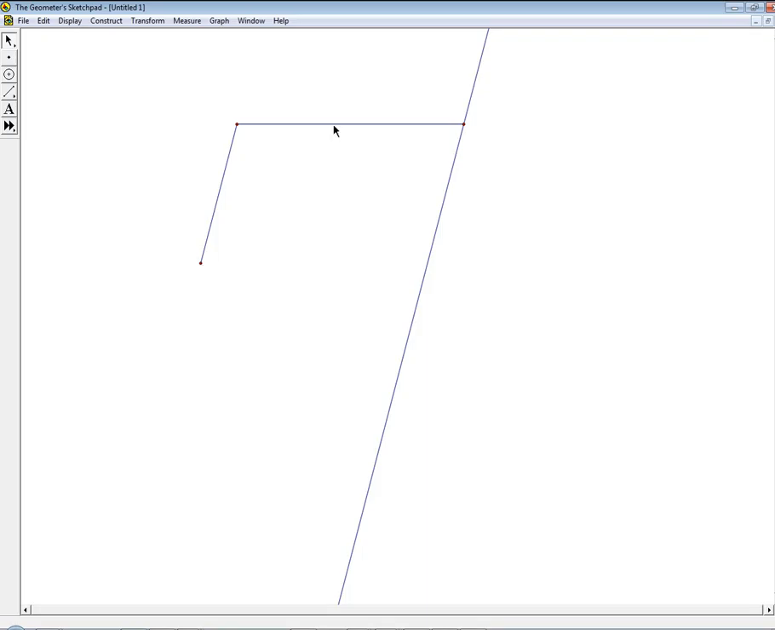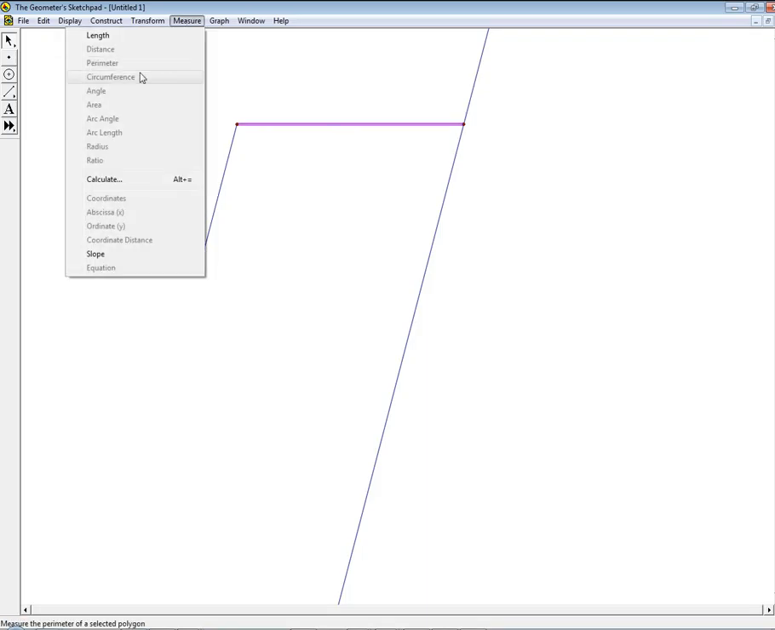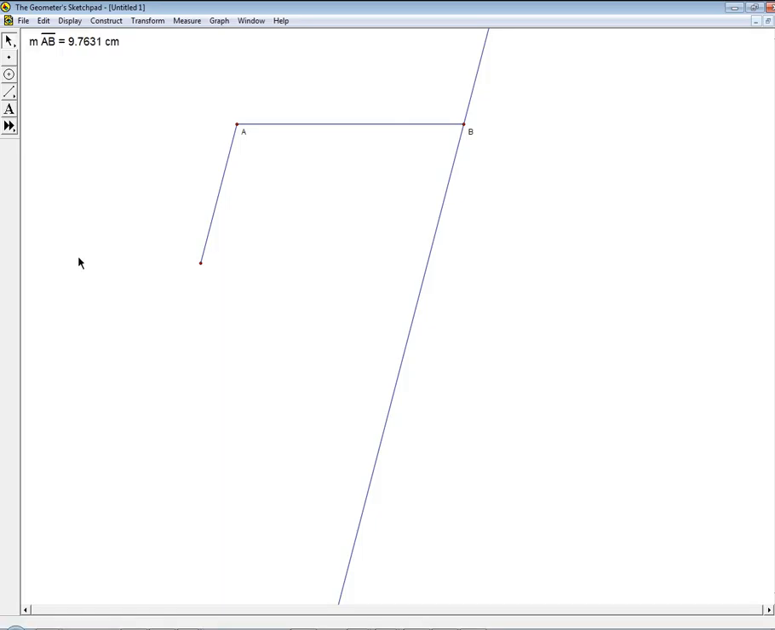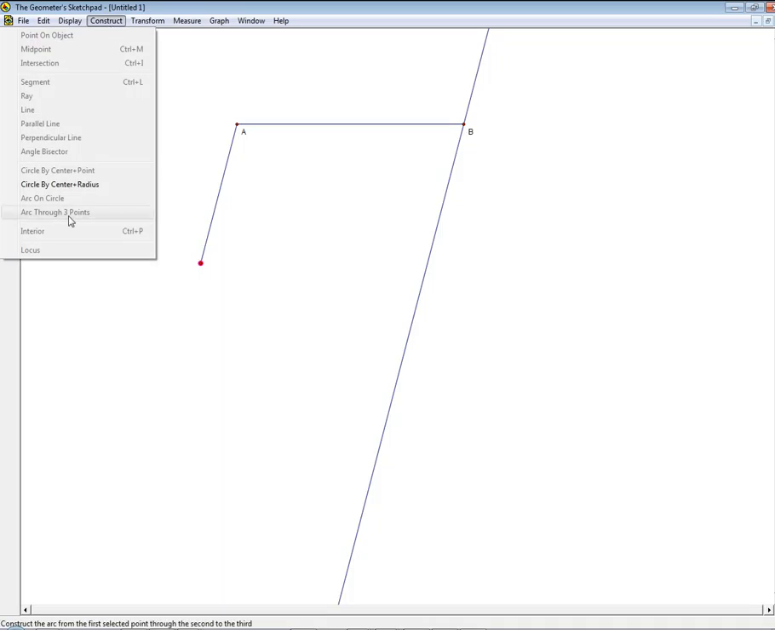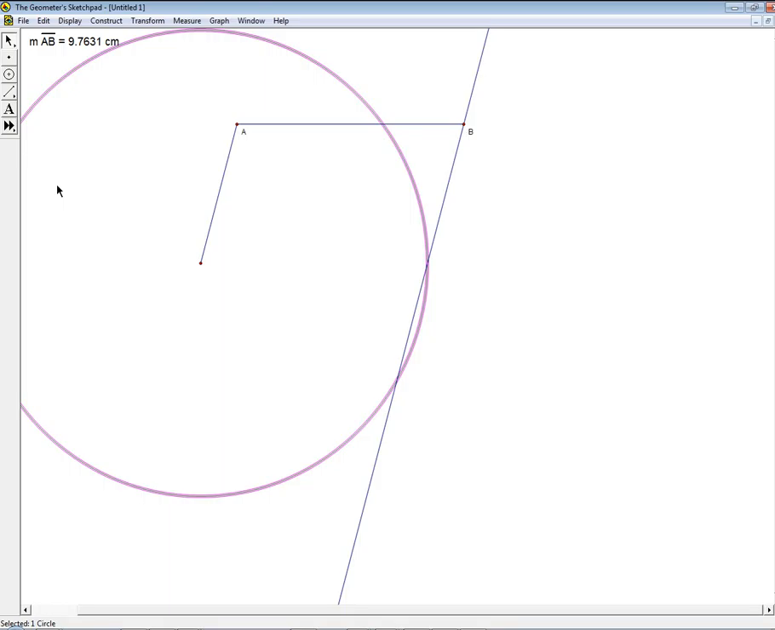So I'm going to measure this. I'm going to measure the length of that one, and I'm now going to highlight that and hit that point, and I'm going to construct a circle by center and radius. Every point on that circle, would you agree, is that distance away from that point, right? That's the definition of a circle. That's what a circle does, right?